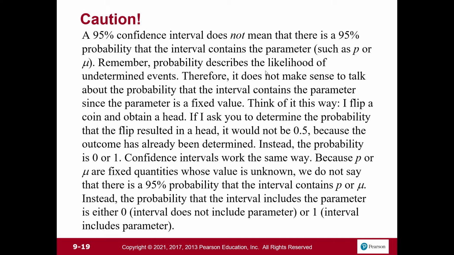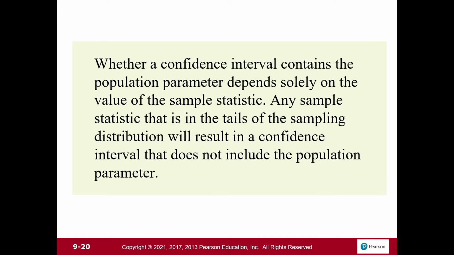Probability describes the likelihood of undetermined events. All right, and there are different ways to describe it. So here we have that whether a confidence interval contains a population proportion depends solely on the value of the sample statistic. Any sample statistic that is in the tails of the sampling distribution will result in a confidence interval that does not include the population proportion.